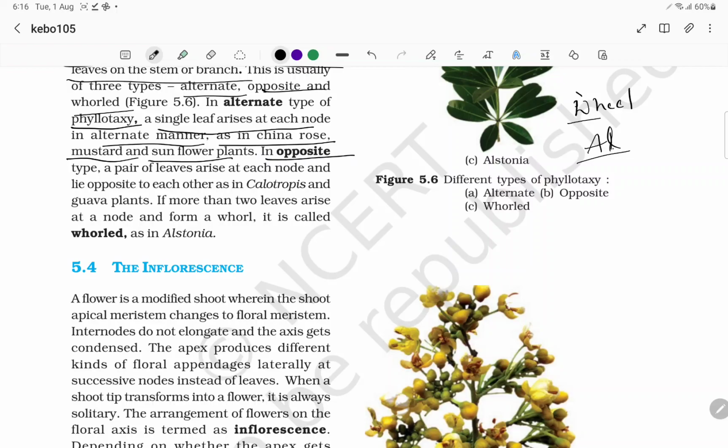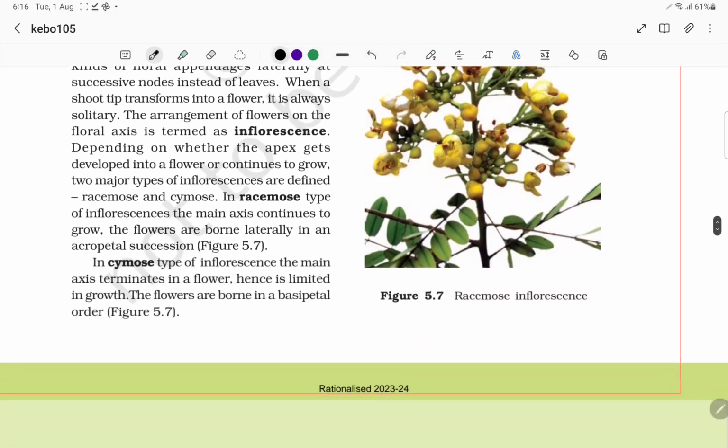So just remember, the sunflower and mustard are made alternate by China. In the opposite type, a pair of leaves arises at each node and lies opposite to each other, as in Calotropis and guava. So Calotropis and guava, you can remember this mnemonic also. Sunflower, mustard, and China rose are alternate. Calotropis and guava are opposite phyllotaxy. And whorled phyllotaxy is Alstonia. Remember the wheel, which is made up of aluminum.